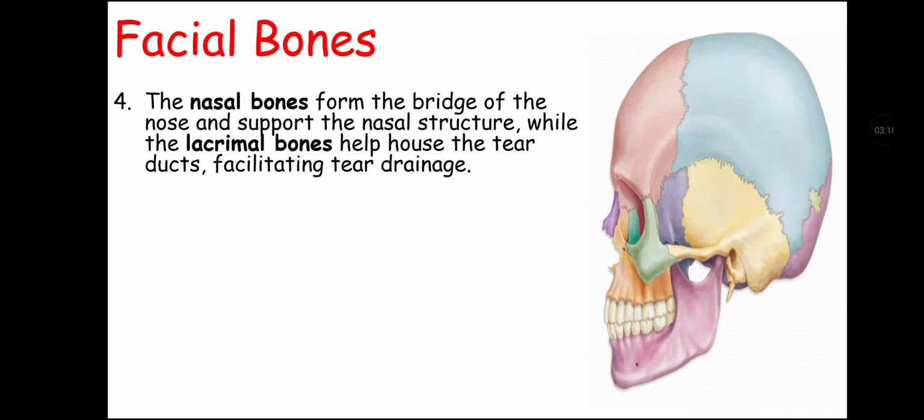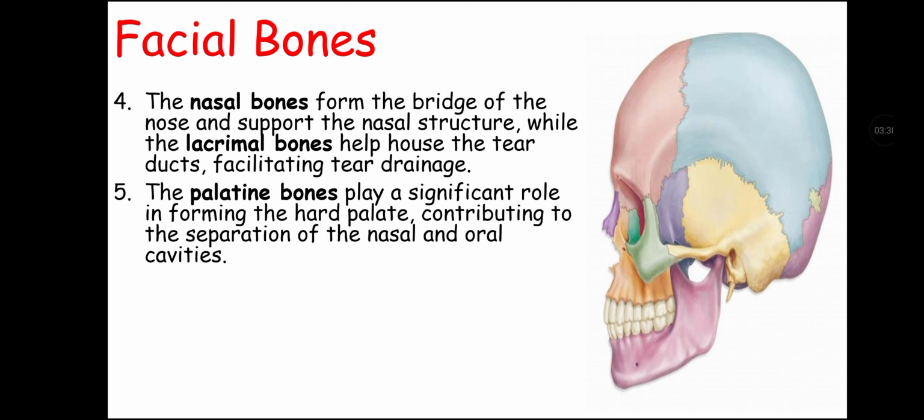Further in the facial bones we have the nasal bone that forms the bridge of the nose and supports the nasal structure, while there is the lacrimal bone that helps house the tear ducts, facilitating tear drainage. Here you can see the purple color bone just in front of the skull is the nasal bone, and the green color bone in the orbital cavity is the lacrimal bone.